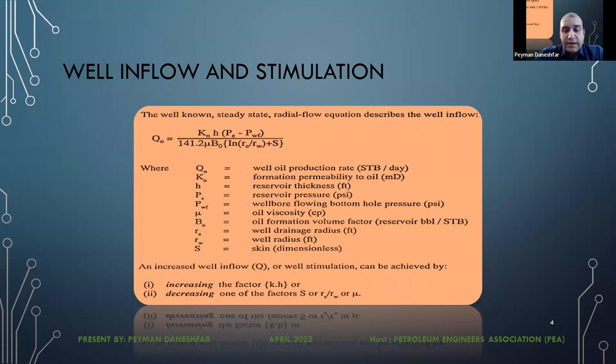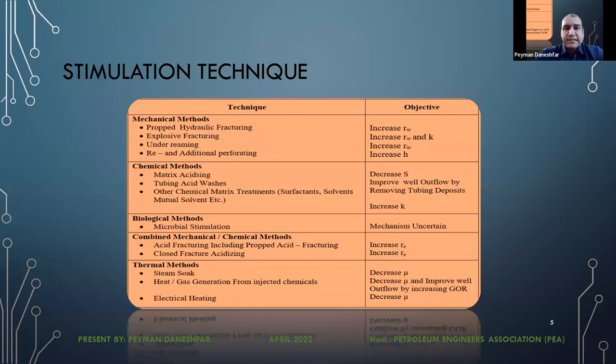production rate. Okay, in stimulation, we have some techniques here: mechanical, chemical, biological, combined mechanical and chemical, and thermal methods. But here, we just want to talk about matrix acidizing. It's about the mechanical and maybe combined mechanical-chemical methods, like fracturing. As you can see here, acidizing affects the skin factor and reduces it. And whenever our skin factor decreases, if other parameters help us, our production rate can increase.